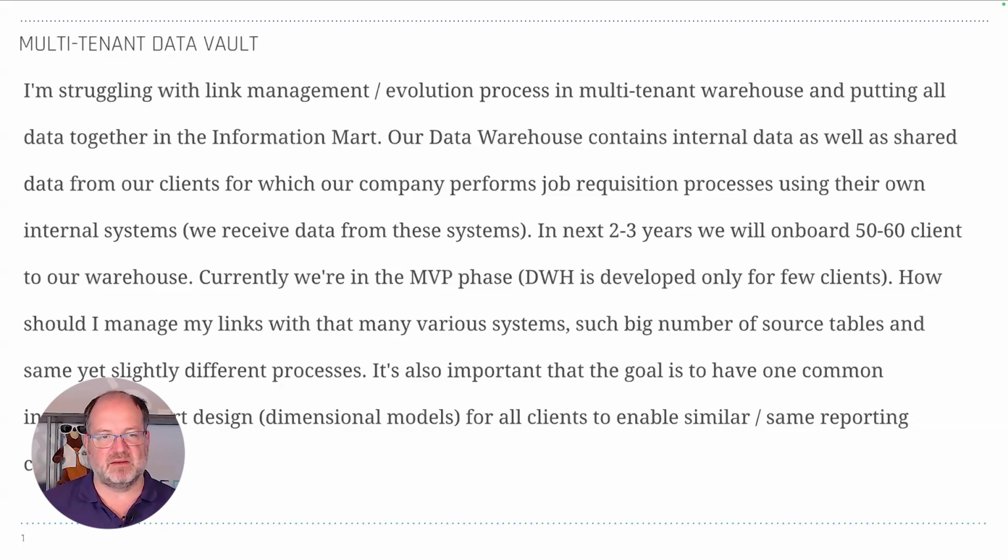How should I manage my links with that many various systems, such a big number of source tables and same yet slightly different processes? It's also important that the goal is to have one common information mart design, the dimension model, for our clients to enable the same reporting capabilities. So let's think about this. In the first part of this question, I would like to focus on the raw data vault and business vault, and then we discuss the information mart design essentially.